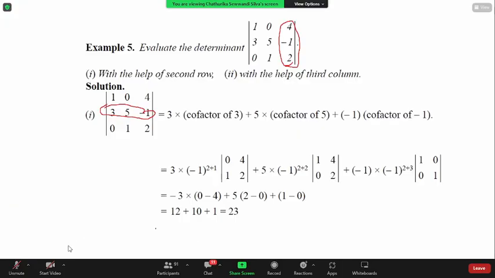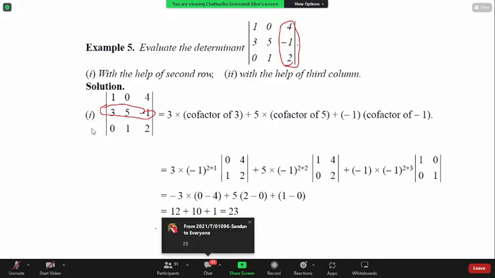So here, students, I'm requesting you to actually work on this. You know that definitely you should get the answer 23 whenever you evaluate the determinant with respect to the third column.